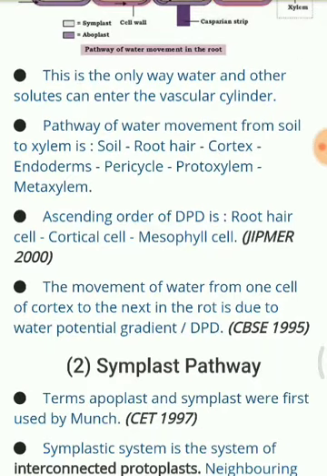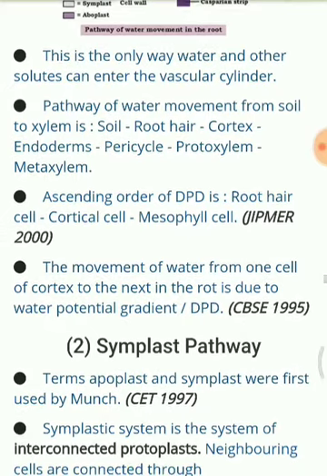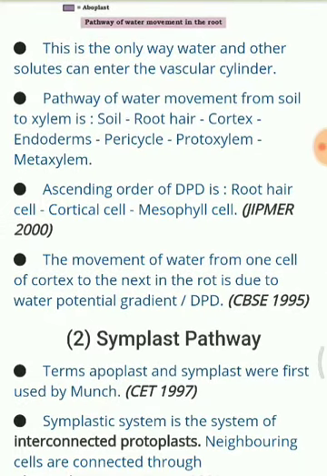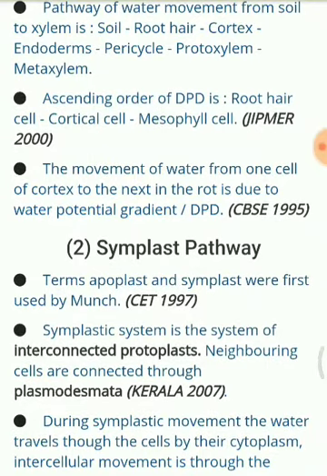Ascending order of DPD is root hair cell, cortical cell, and mesophyll cell. The movement of water from one cell of the cortex to the next in the roots is due to the diffusion pressure deficit gradient (DPD). Symplast pathway. The terms apoplast and symplast were first used by Munch.